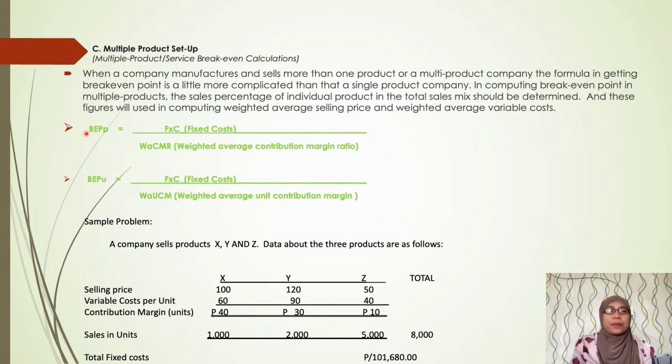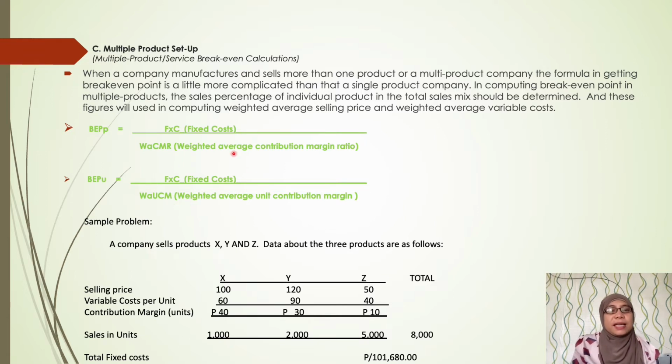So the two formulas are fixed cost over weighted average contribution margin ratio, and the next formula is fixed cost over weighted average unit contribution margin.